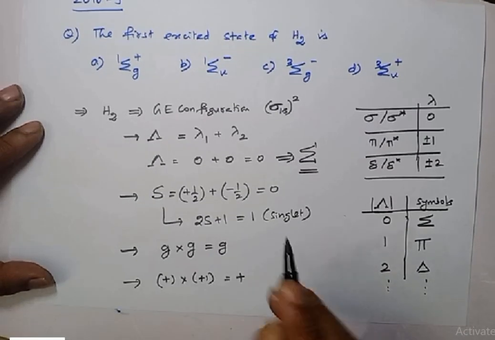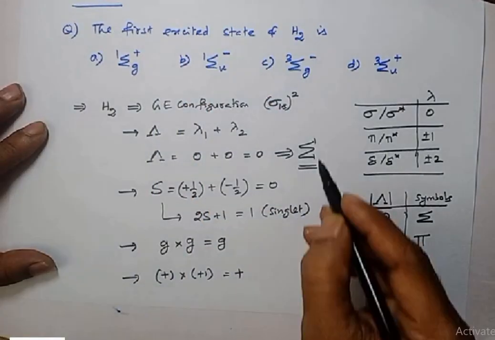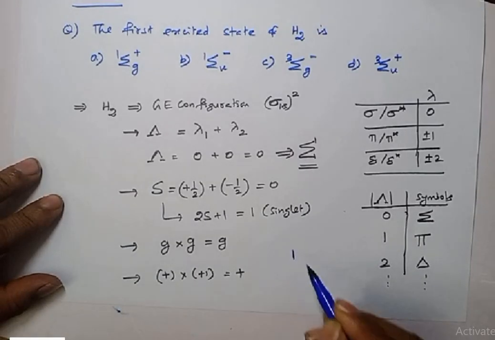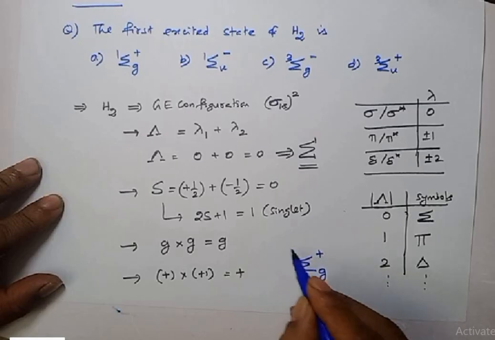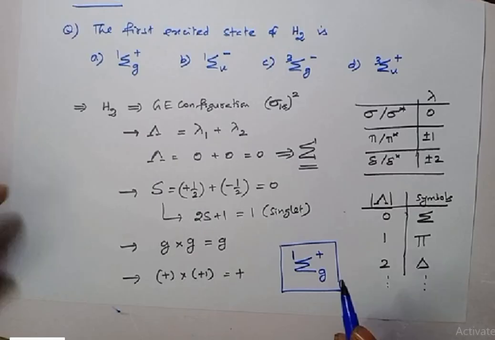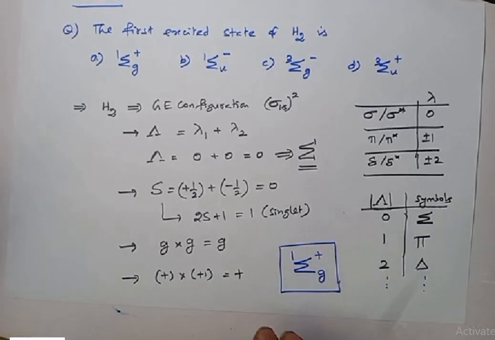Okay. Therefore, what is the ground state term symbol? Observe carefully. Let me write here. It is nothing but singlet sigma gerade plus. This is actually the ground electronic state of the hydrogen molecule. Okay, this is the ground state term symbol for hydrogen molecule.